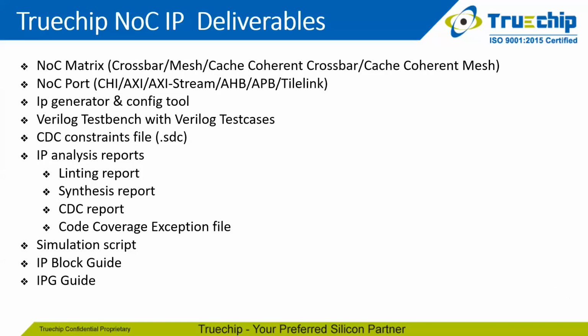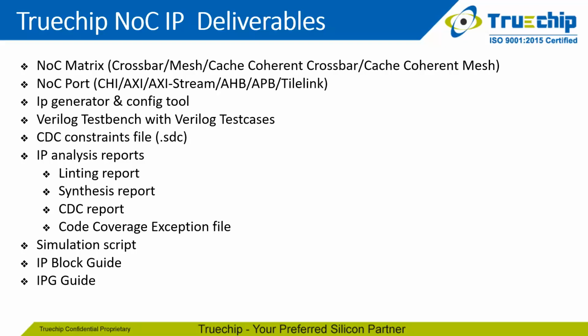So this brings us to the last slide of this webinar, Truechip's NOC IP deliverables. If one goes with Truechip NOC IP, you'll be getting the NOC matrix, which can be configured in these flavors: crossbar, mesh, cache coherent crossbar, and cache coherent mesh. The ports that you'll be getting can be configured in either of the AMBA protocols or tiling protocol with various version support. You'll be getting the IP generator and config tool as well, which, as we have already discussed, is very helpful in generating the IP and configuring. You'll be getting a Verilog test bench with basic Verilog test cases, so you can plug in this test bench and run the basic transactions.